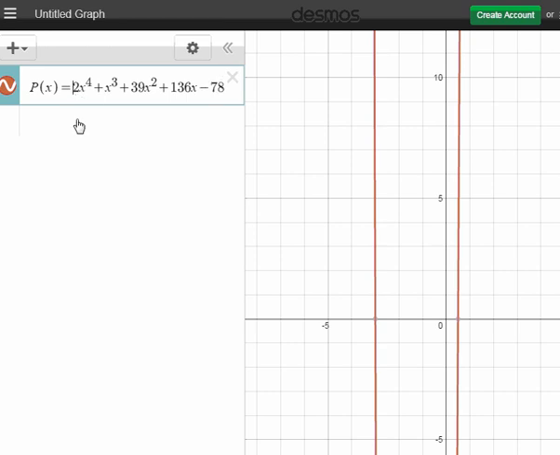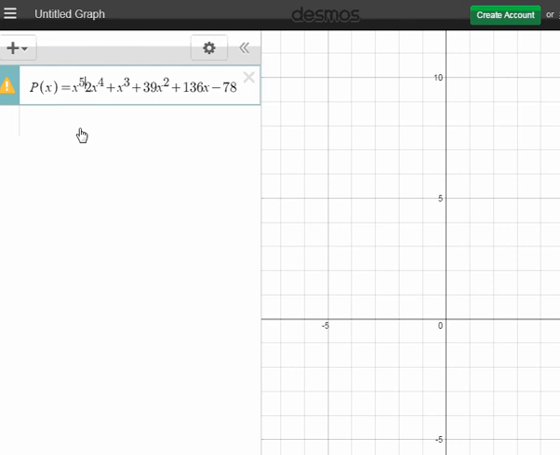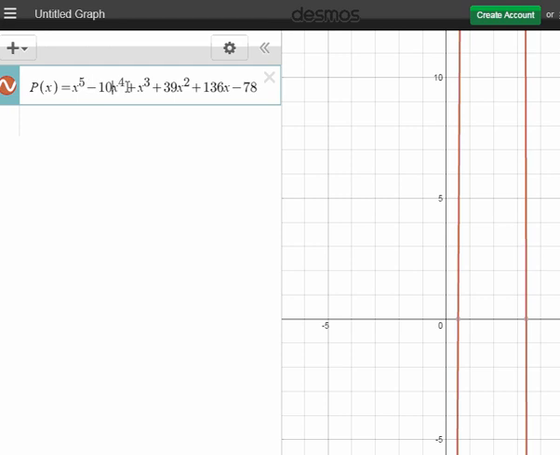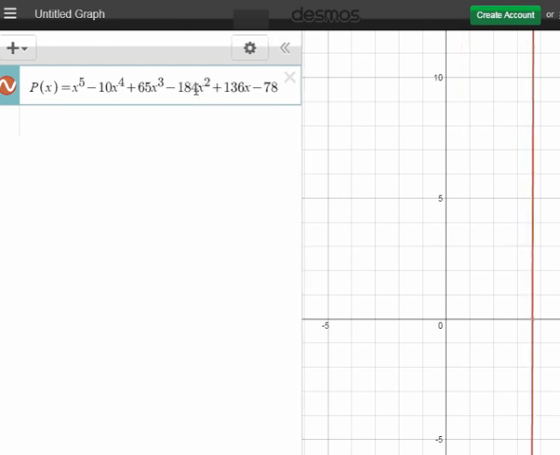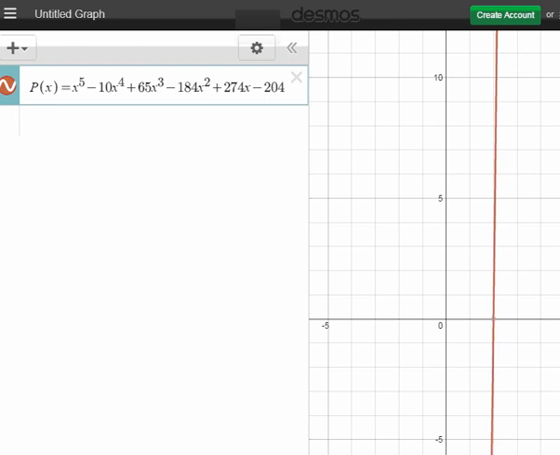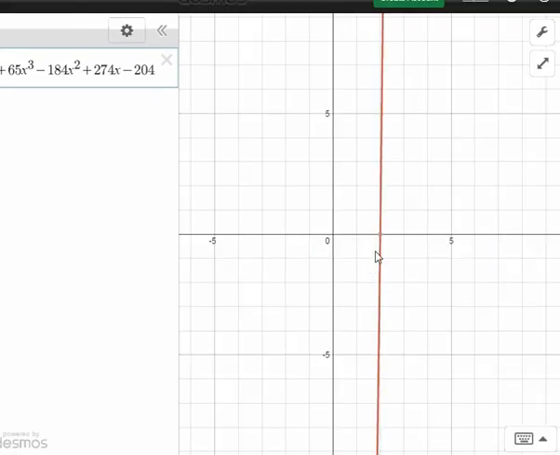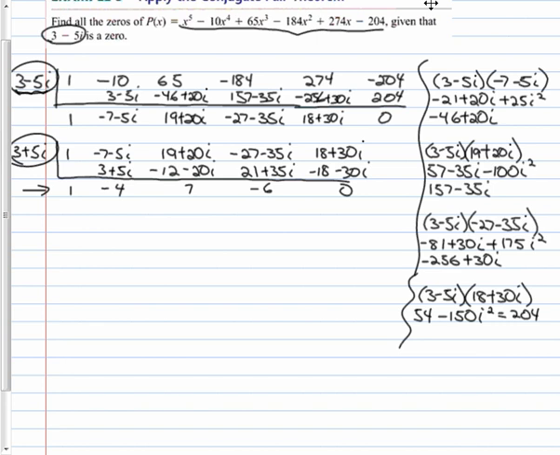So I need to take, and I've got a new term, x raised to the 5th, and then a minus 10x to the 4th, plus 65x cubed, minus 184, plus 274, minus 204. And as you look at this, I can see at least one real zero. Where is it? 2. So at 2, let's try to go find another 0 at 2.